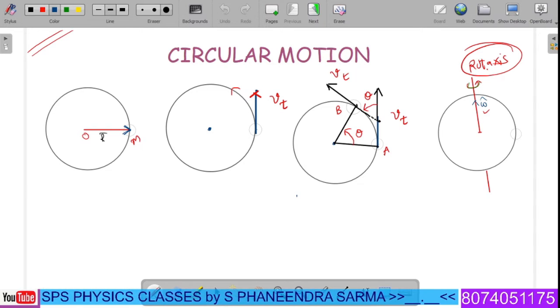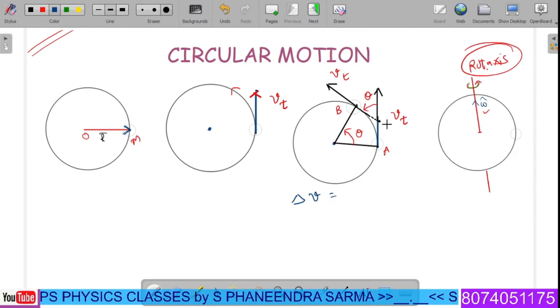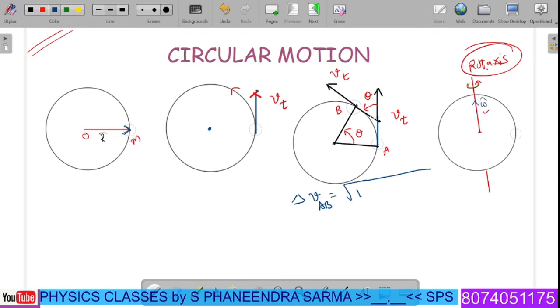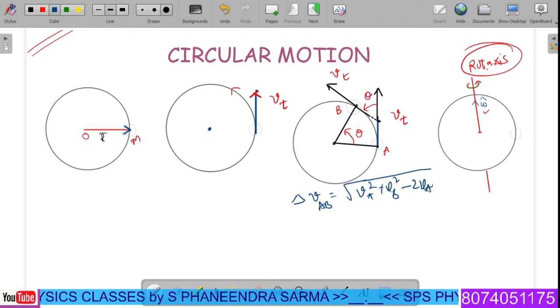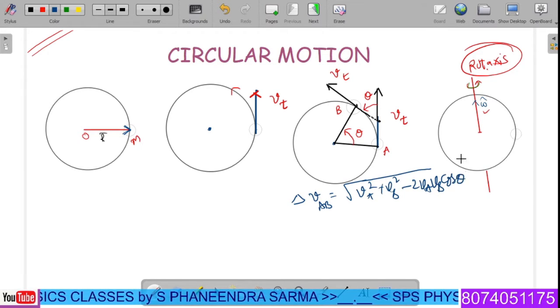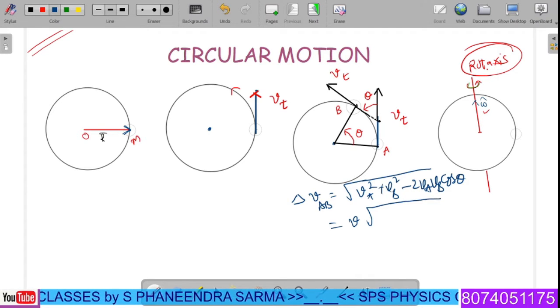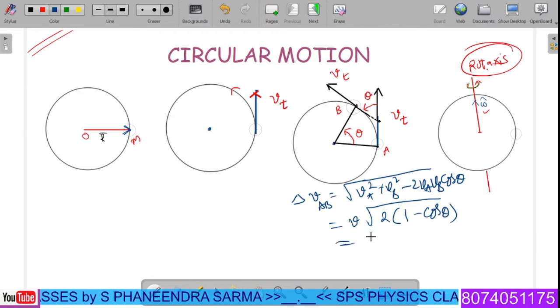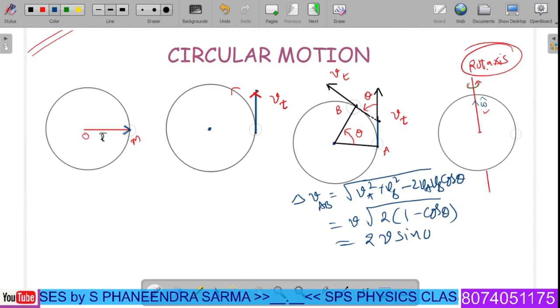And the change in velocity from point A to point B, delta V_AB, is equal to root of V_A squared plus V_B squared minus 2 V_A V_B cos theta. In the given figure, the speed of the object is constant. Therefore, upon solving this, we can write V root 2 common, (1 minus cos theta), which is equal to 2V sine theta by 2. This is the change in the velocity from here to here.